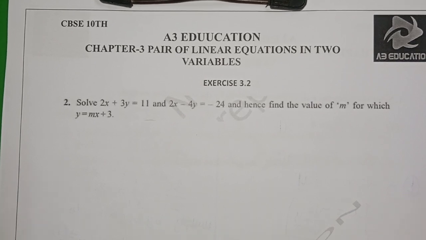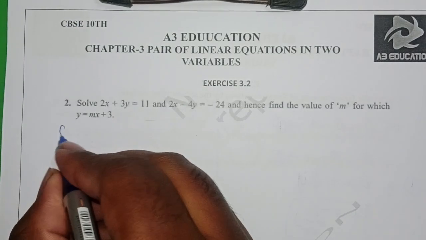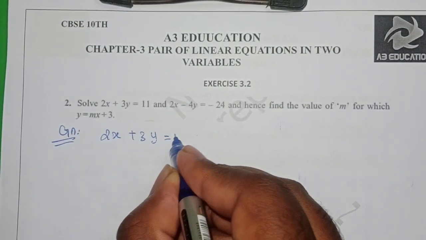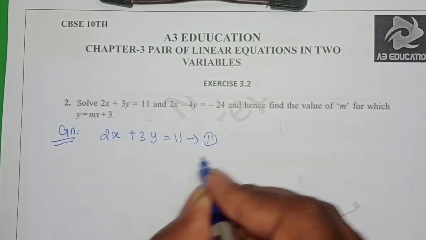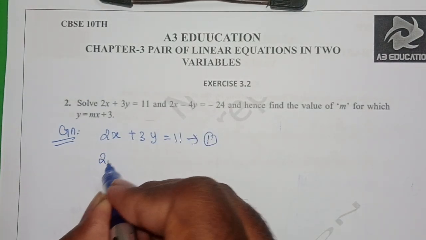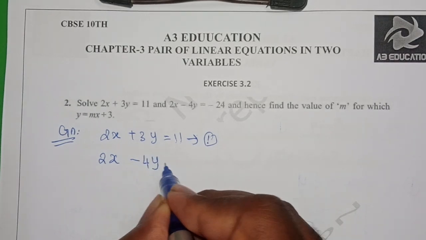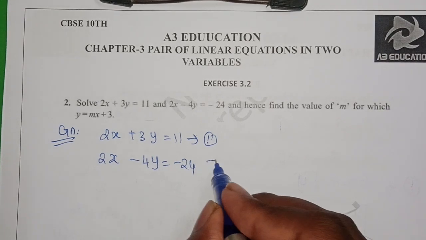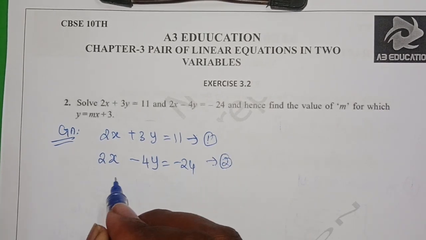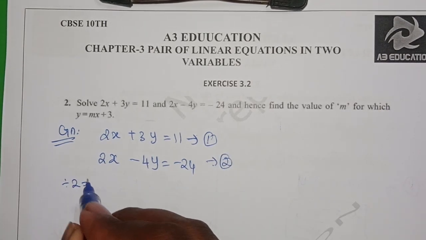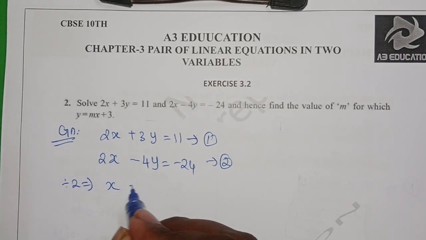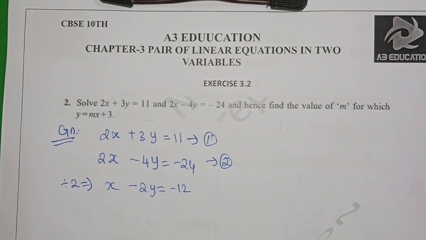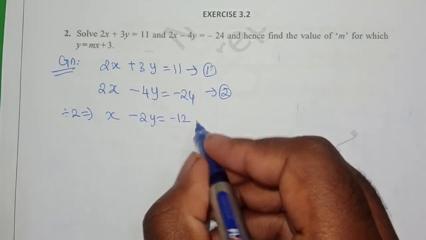First, the equation 1 they have given: 2x plus 3y equal to 11. This will be equation number 1. Then the second equation given: 2x minus 4y equal to minus 24. This will be equation number 2. Here we see that 2 is common, therefore we will divide by 2: x minus 2y equal to minus 12. This will be the third equation.